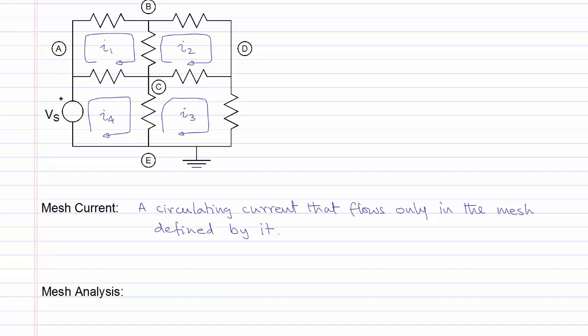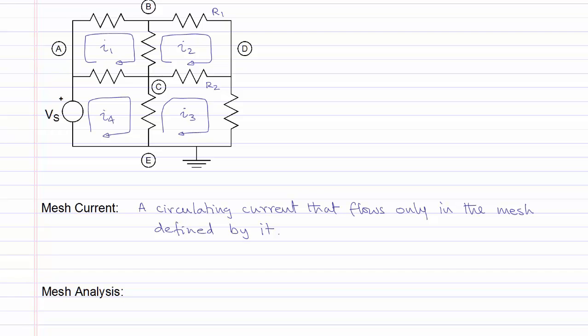Note that each element in the circuit will be part of one or two meshes. For example, the resistor R1 is part of the mesh defined by the current I2, and the resistor R2 is part of two meshes defined by the currents I2 and I3.